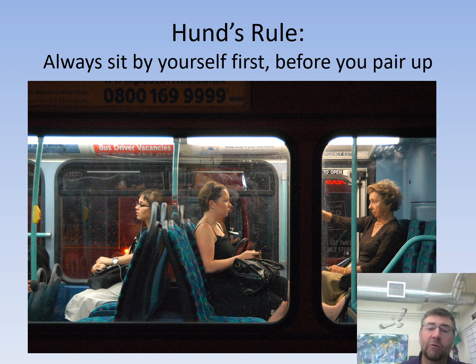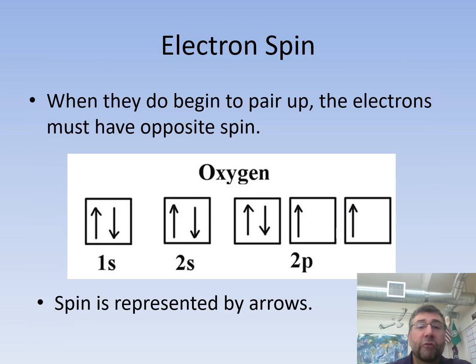So that's Hund's rule. Electrons want to stay as far away from each other as they can, and only when they've run out of places they can go do they then begin pairing up. As we look at this example of oxygen, you'll notice that oxygen has 8 electrons, and that 8th electron has run out of places it could sit individually, so now it's forced to begin pairing up. So this electron here has paired up only because now there's no other place it can go.